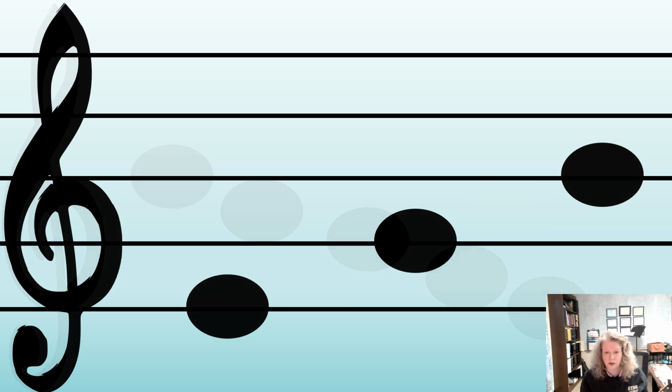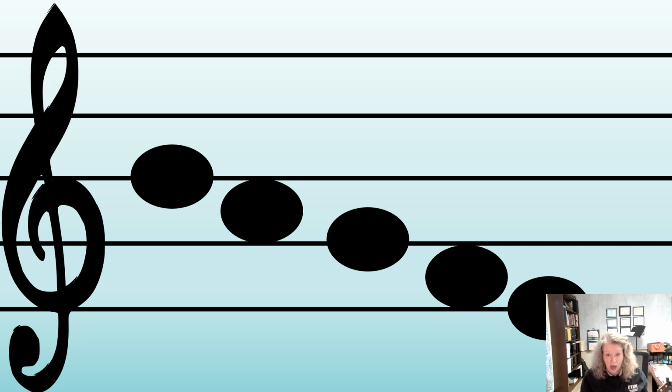They may also move down by step. B, A, G, F, E. B, A, G, F, E. E, F, G, A, B. B, A, G, F, E. So that's how those pitches sound.